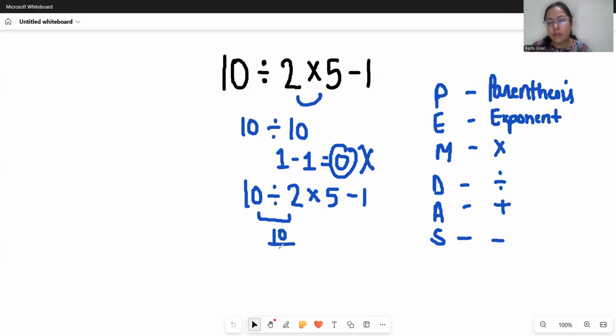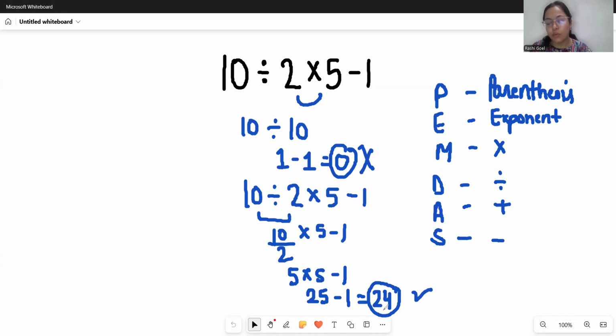So first we solve the division. So it's 10 divided by 2 multiplied by 5 minus 1. 10 divided by 2 is 5, and 5 times 5 minus 1. So first we have to solve the multiplication part. So 5 times 5 is 25 minus 1, which is 24. So what is the correct answer? 24, not 0.